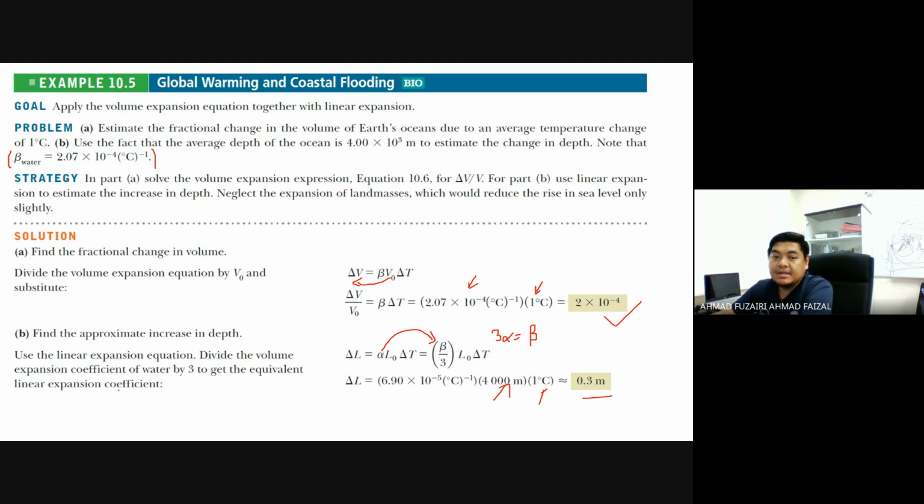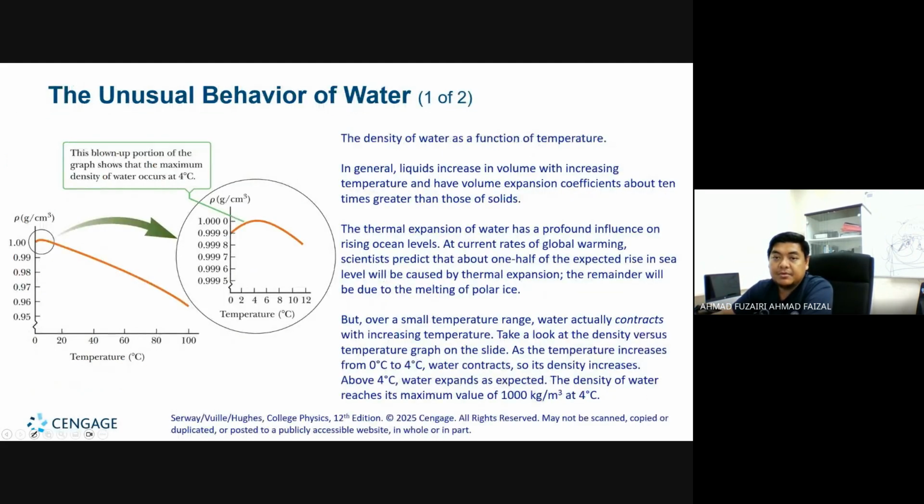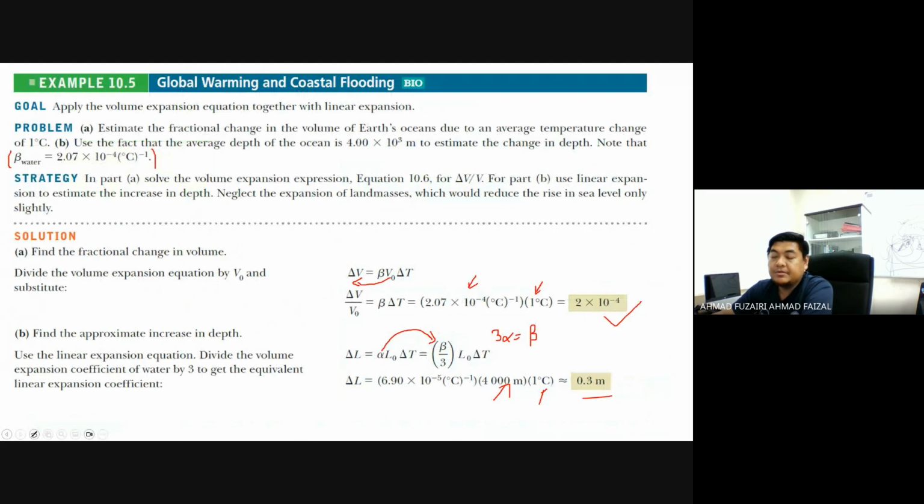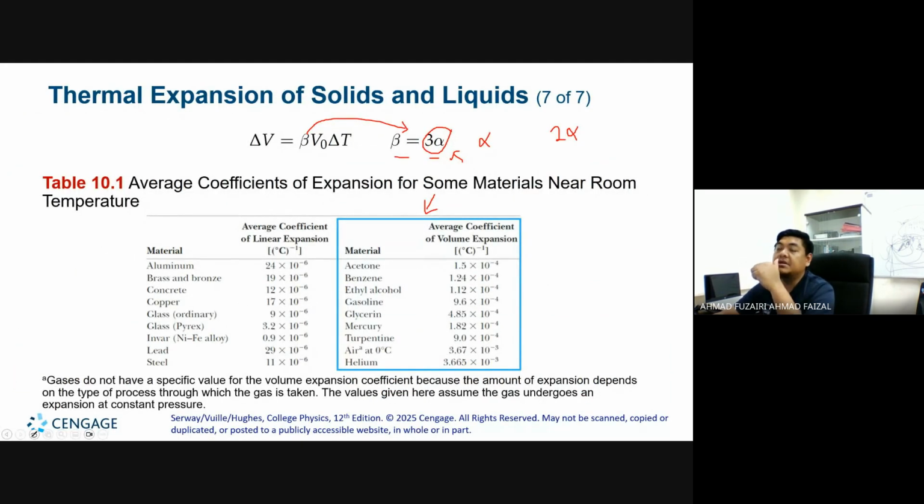And then lastly, oh, it's already last. So that is the 3 expansions for thermal. Considering you have linear expansion, area expansion, and lastly volume expansion. Alpha, 2 alpha, 3 alpha, and 3 alpha also equals beta.